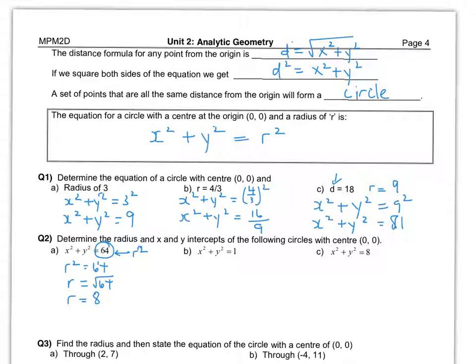Now I ignored the negative square root because when we're talking length, we only really need to worry about the positive length. Now it's asking for the x and y intercepts. If your radius is 8 and your center is at 0, 0, so I'm just going to try and draw a circle as best as I can there. The radius is 8. It means from the center to the outside would be 8 units.